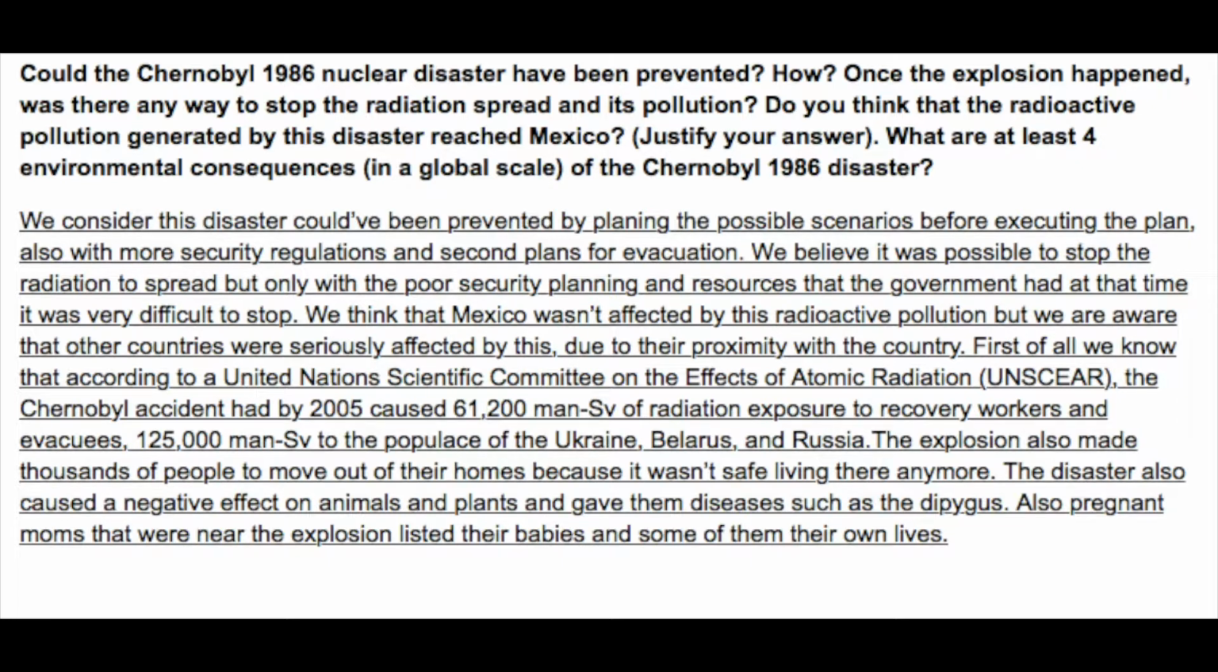In Russia, the explosion also made thousands of people move out of their homes because it wasn't safe living there anymore. The disaster also had a negative effect on animals and plants and gave them diseases. Also, pregnant mothers that were near the explosion lost their babies, and some of them their own lives.